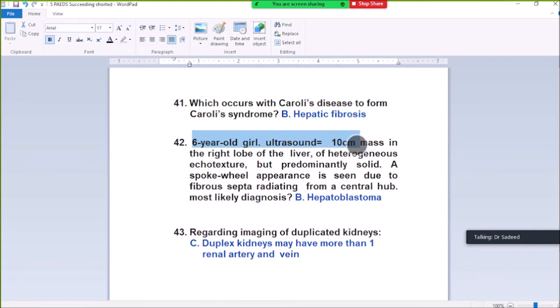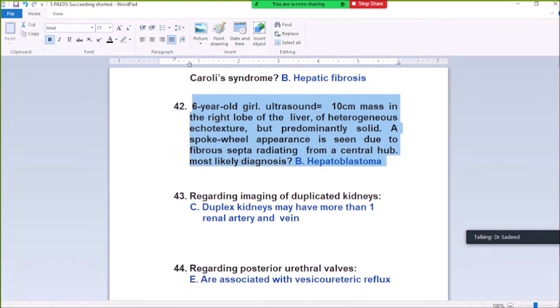42. A 6-year-old girl, ultrasound shows a 10 cm mass in the right lobe of the liver, predominantly echogenic with a spoke wheel appearance due to fibrous septa radiating from the central hub. Most likely diagnosis is hepatoblastoma. In the liver, a spoke wheel appearance mass is hepatoblastoma. In the kidney, spoke wheel appearance is seen in oncocytoma.